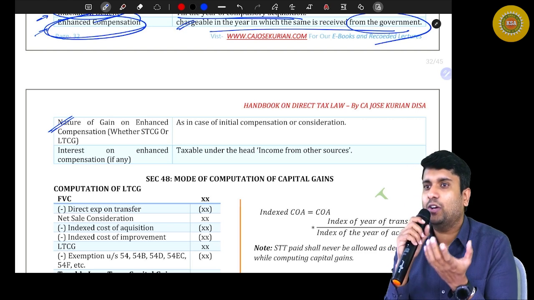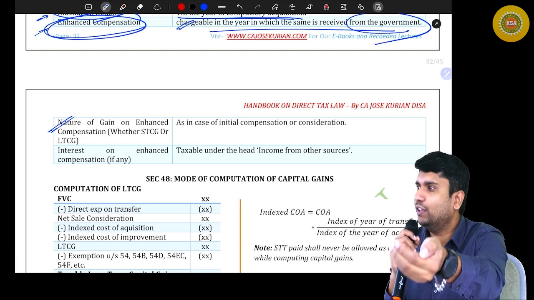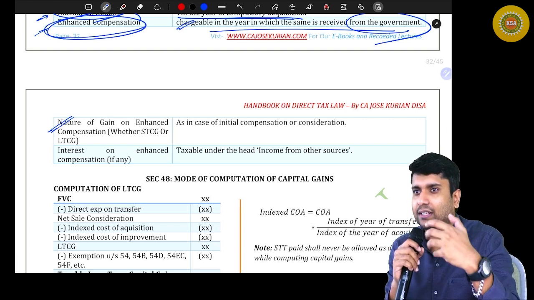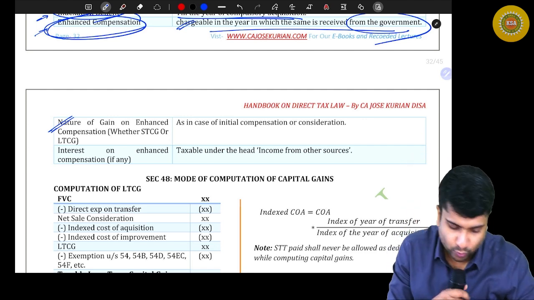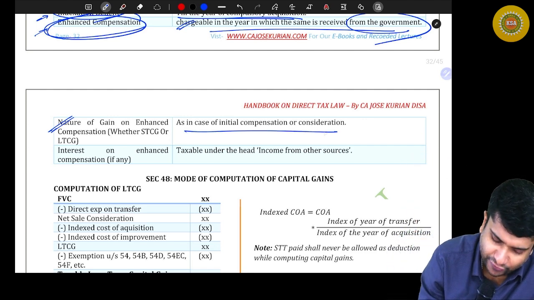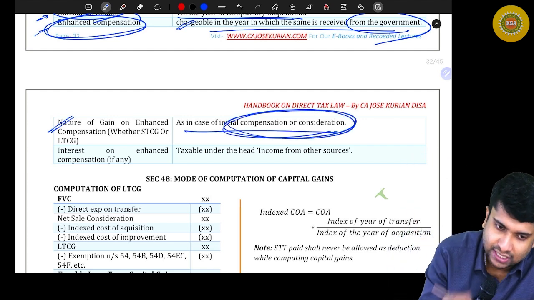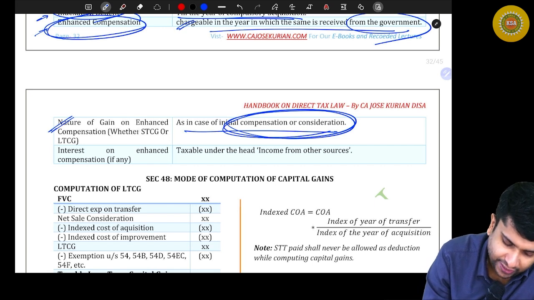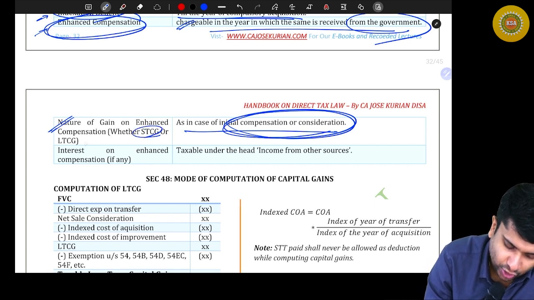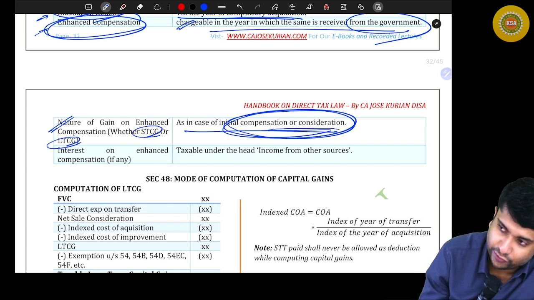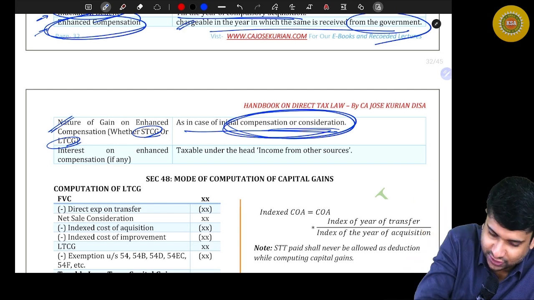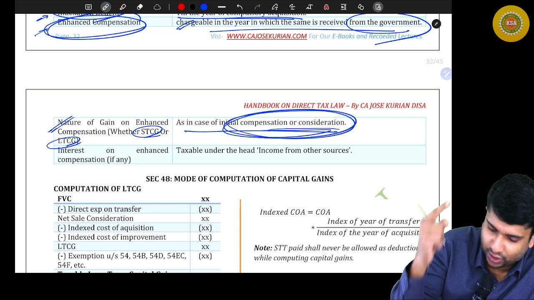Because enhanced compensation is another episode of original compensation. You will get that later, that's it. So what they are saying is, as in the case of initial compensation or consideration, the nature of gain on enhanced compensation, whether it is short or long, depends upon the nature of original compensation. If original is long, enhanced also will be long.